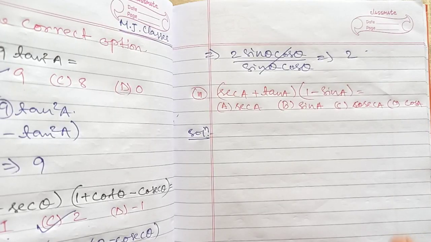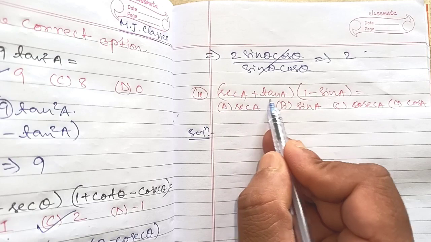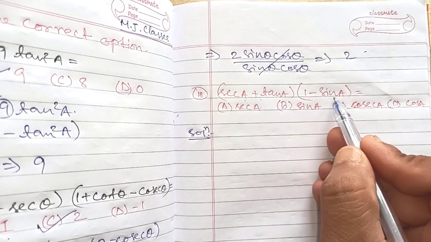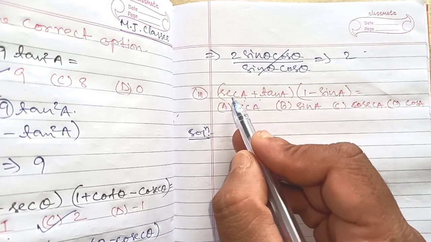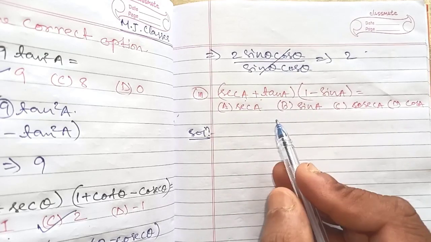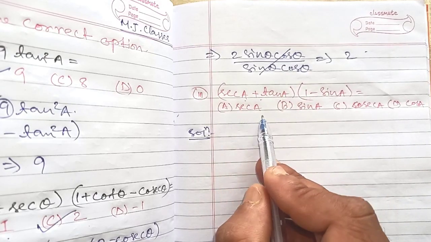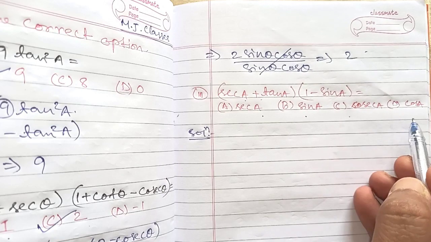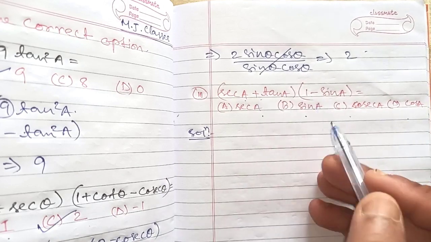Okay, third bit. In the third bit, the question is given: sec a plus tan a into 1 minus sin a. These two are in one bracket, these two are in one bracket, and they are in multiplication. The options are sec a, sin a, cosec a, or cos a. Which option will be correct? We have to find out.